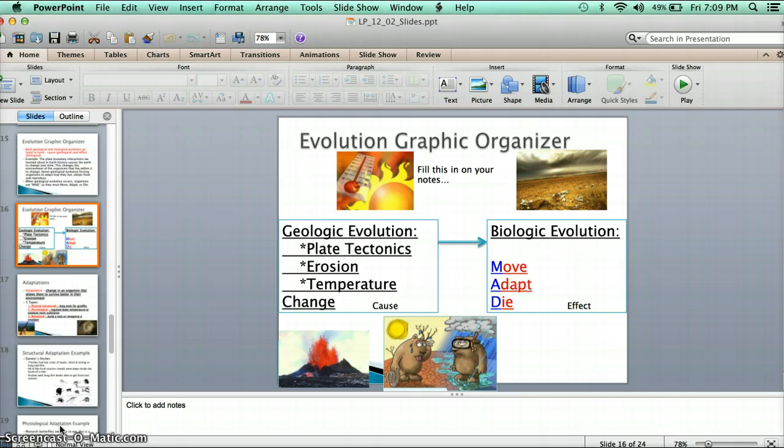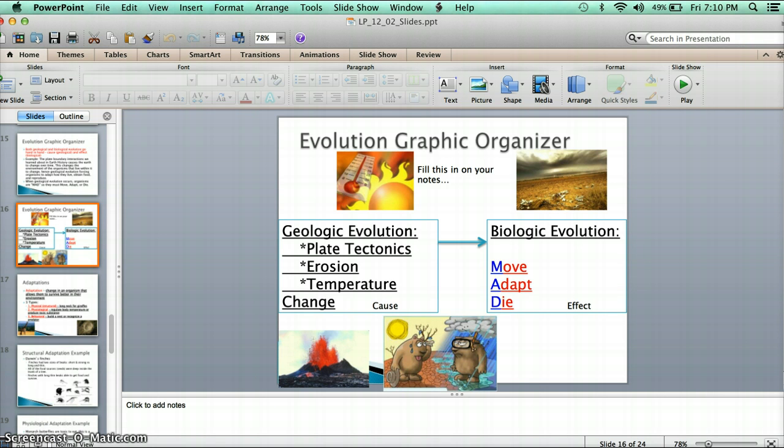Geologic evolution is going to go on one side. That could mean plate tectonics, so a volcano erupting, more mountains forming, an earthquake happening. It could mean something like erosion, so rocks or things being moved out of an environment and taken to a new environment. It could mean a temperature change. Okay, that's going to change the environment. Those are our causes. Those geologic evolution, those changes in the earth, those cause biologic evolution.